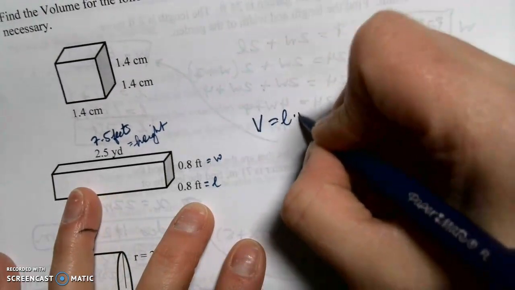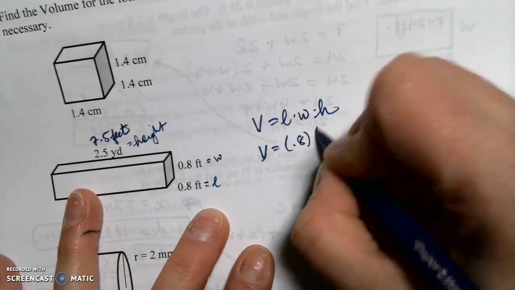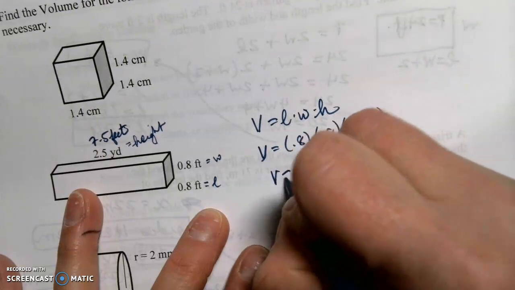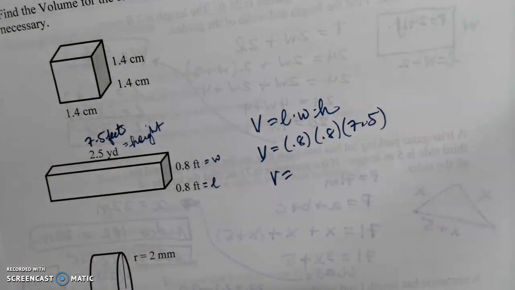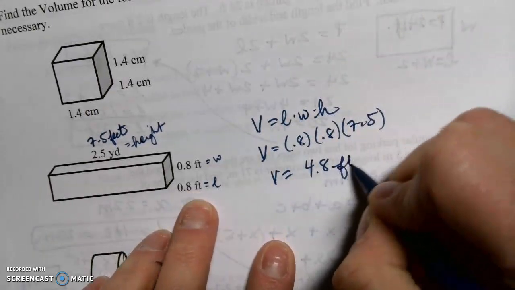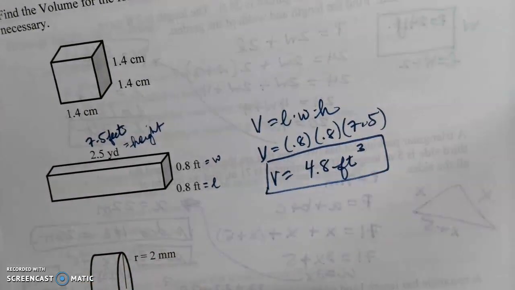So volume, length times width times height. So 0.8 times 0.8 times 7.5 is going to give me 4.8. And then that's feet cubed because we are looking at volume.